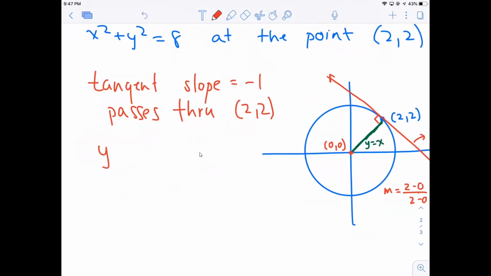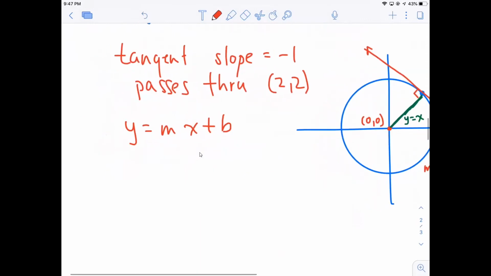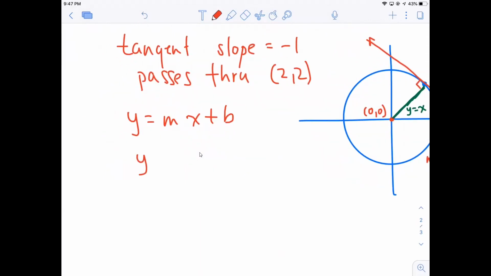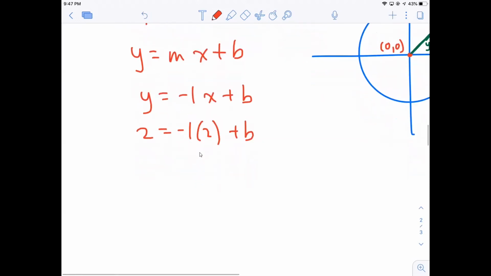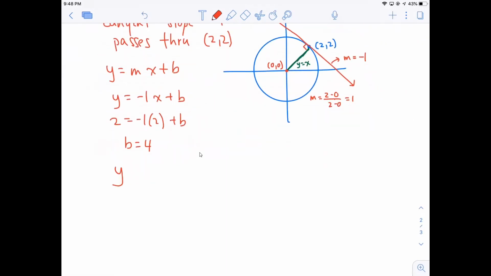So I'm going to use y equals mx plus b. And from here, again, it's all algebra. So y equals -1x plus b. Plug in (2, 2), and we get that b equals 4. So the equation of my line is y equals -x plus 4.